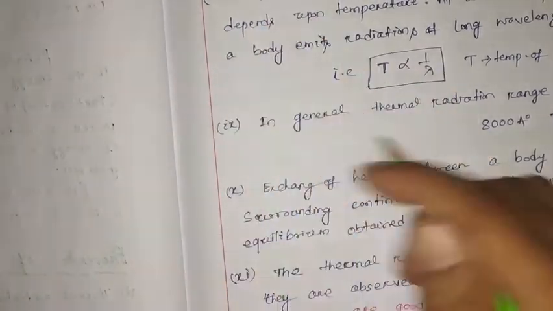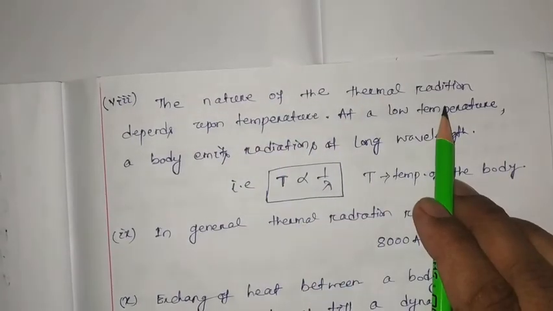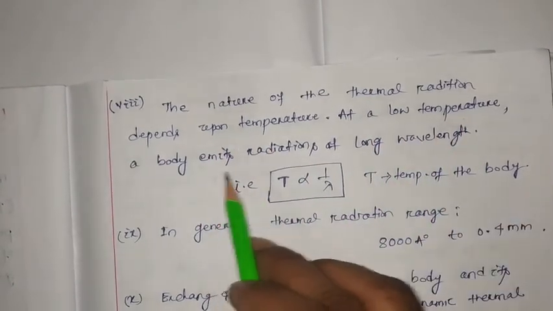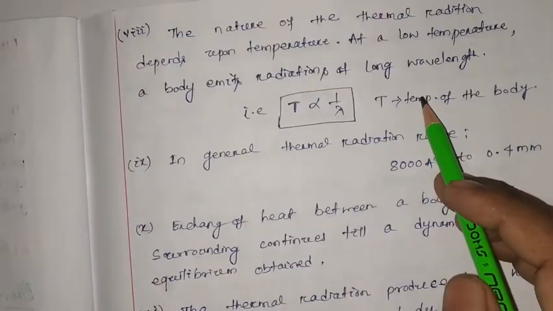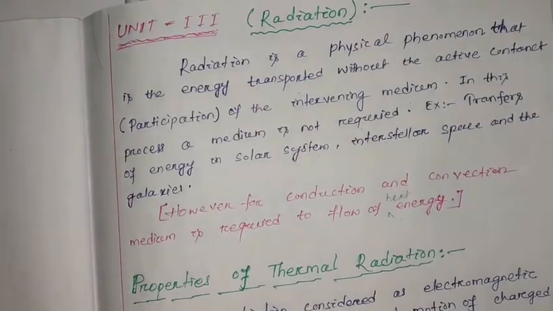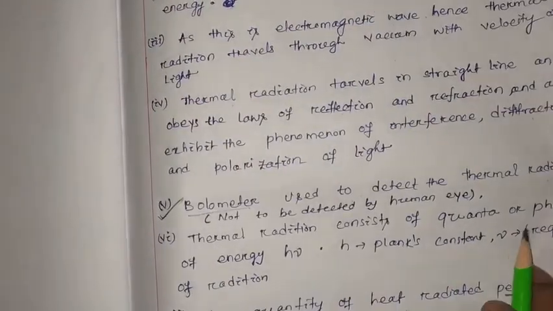So yes, the next point: the nature of the thermal radiation depends upon the temperature. At low temperature, a body emits radiation of longer wavelength. What I explained here: if I increase the temperature, the radiation of heat energy will increase, and we know that energy is h mu, as heat energy is made up of quanta or photons.